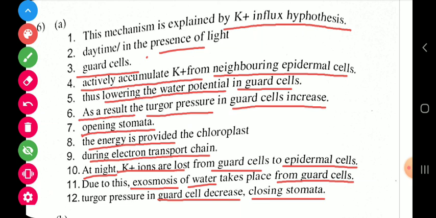During the daytime, in the presence of light, the guard cells actively accumulate the K plus from the neighboring epidermal cells, thus lowering the water potential in the guard cells. As a result, the turgor pressure in guard cells increases, opening the stomata. The energy for this is provided by the chloroplast in a process, the electron transport chain. At night, K plus is lost from the guard cells to the epidermal cells. Due to this, exosmosis of water takes place from the guard cells. Therefore, the turgor pressure in the guard cells decreases, closing stomata.